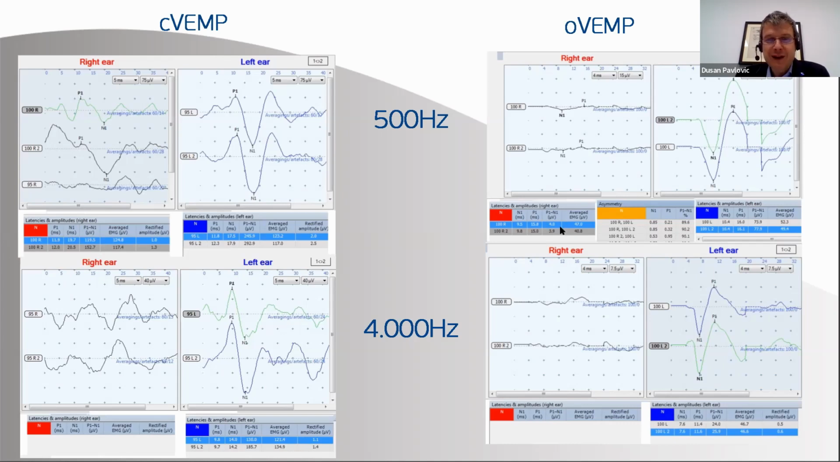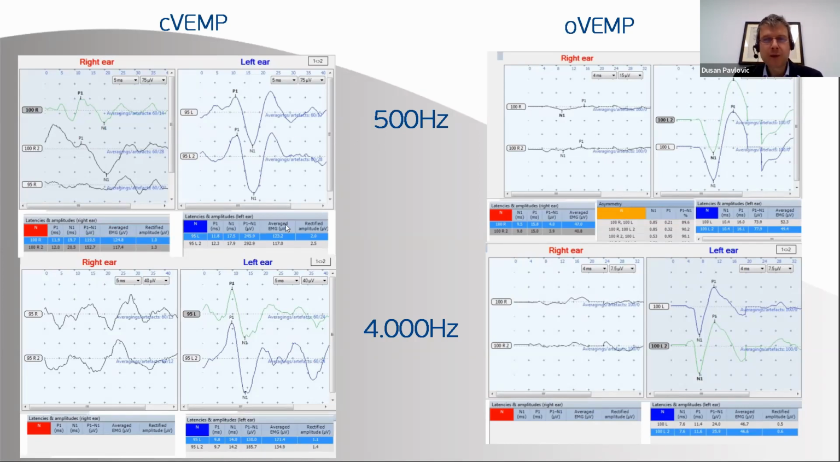But if you see the values, it is 4 microvolts, which is normal value for OVEMP amplitude. But on the opposite side, it is more than 10 times bigger. Almost the amplitude is almost as big as we usually get when we perform CVEMP testing.